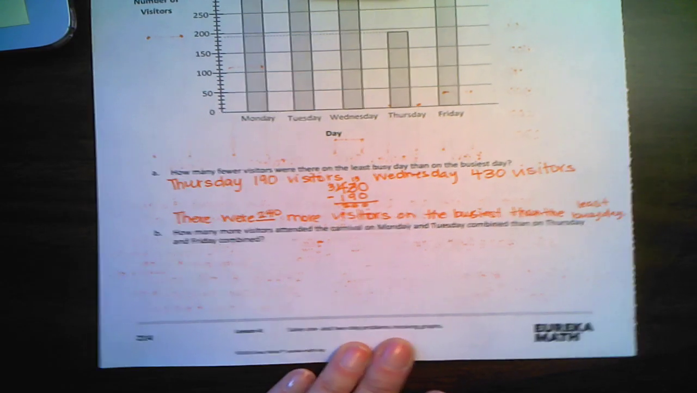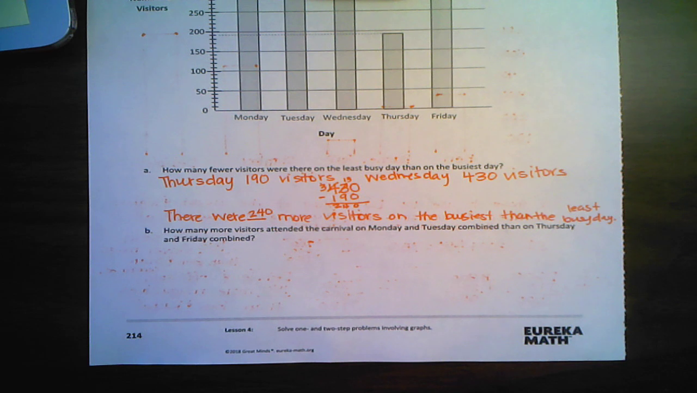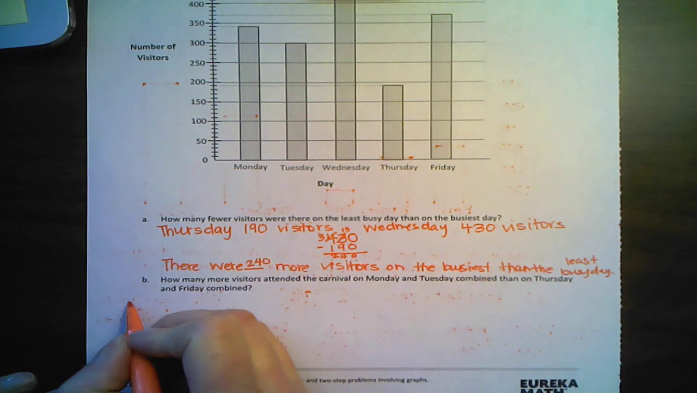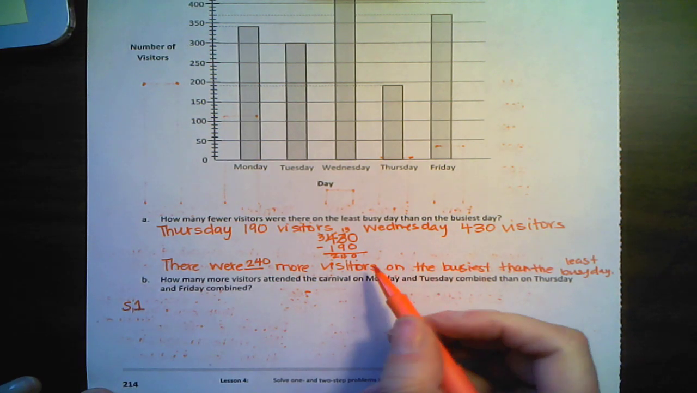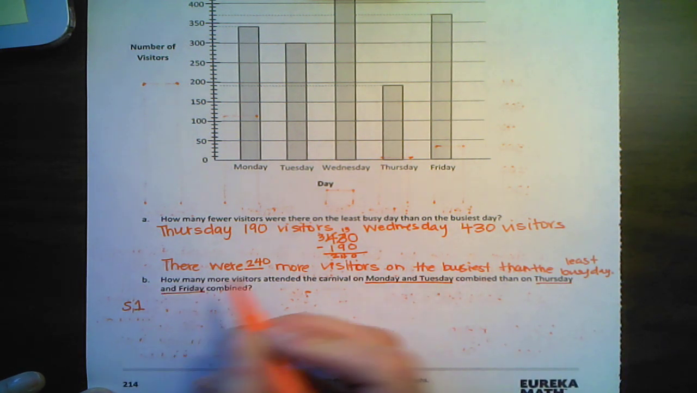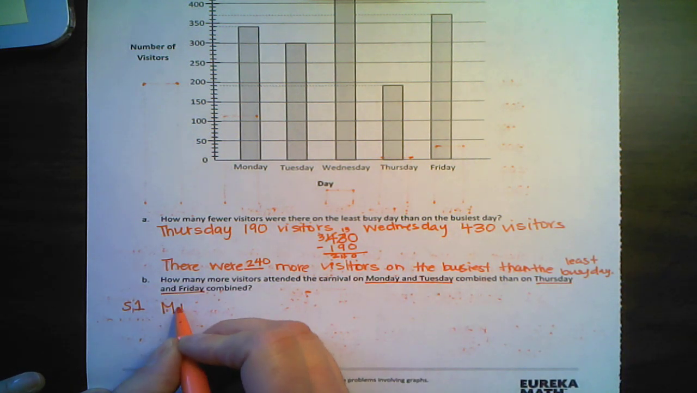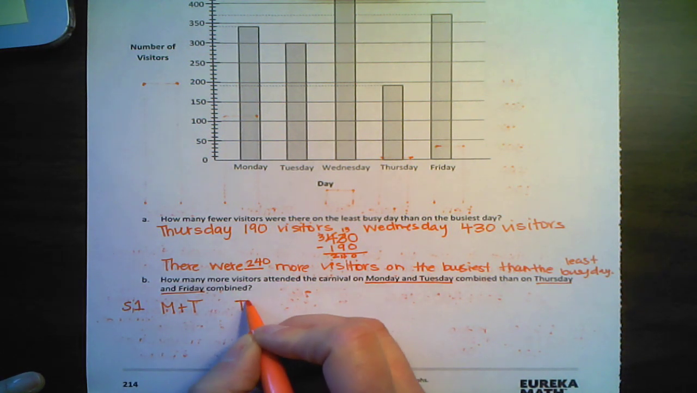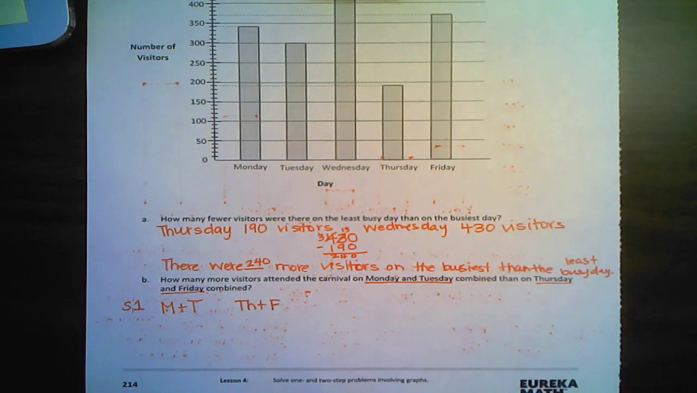And the last one. Let's read it together. How many more visitors attended the carnival on Monday and Tuesday combined than on Thursday and Friday combined? Well, I just don't know. So let's do it. Step 1, we need to combine Monday and Tuesday and Thursday and Friday. So Monday plus Tuesday and Thursday plus Friday. Let's write our sentence on the bottom before we get too far here.